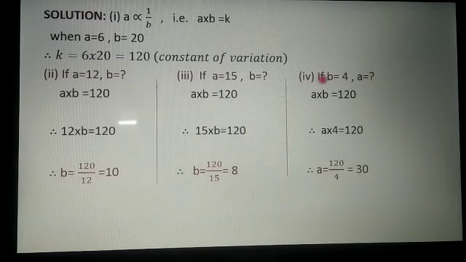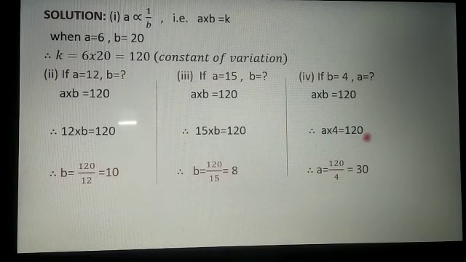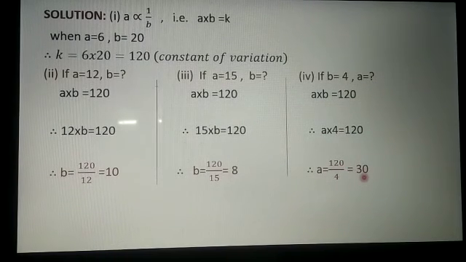Okay. Then in the next example, b was given and a was not given in the table. So b is 4 and a is question mark. So again put the equation, the equation of variation is a into b is 120. So put the value of b here. So a into 4 is 120. Therefore a is equal to 120 upon 4, that is 30. Okay. So here we have finished the example.